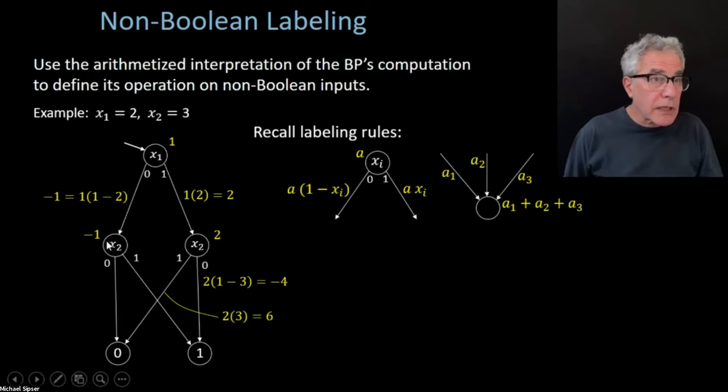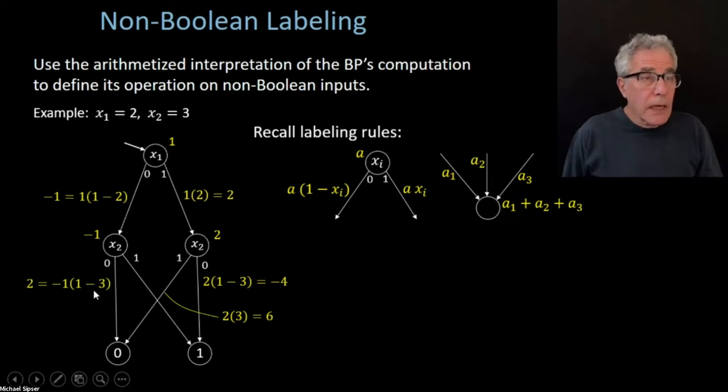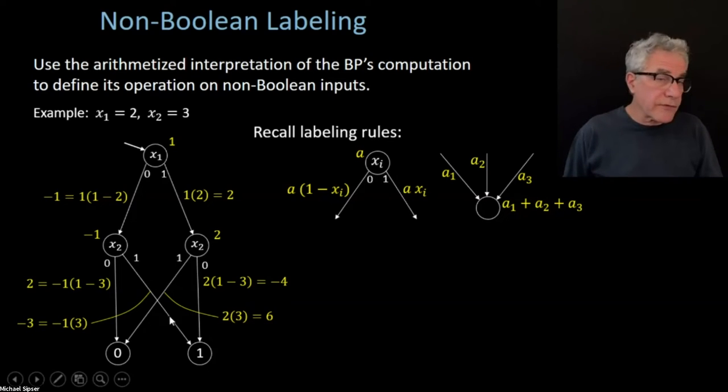I'm going to do the same thing. So x2 is labeled minus 1. So minus 1 times 1 minus, so you get a 2 here. You get a minus 3 here, just following again the same process.